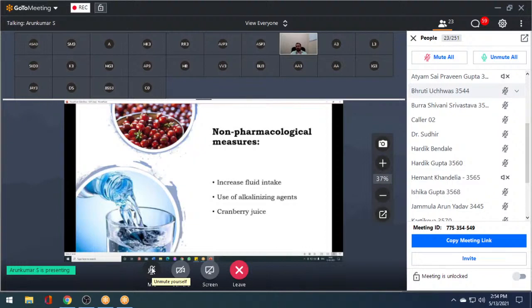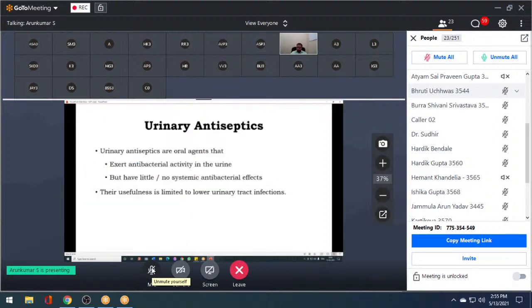Apart from the antibiotics, you will have to ensure that the fluid intake is increased. Alkalinizing agents are used, and some advocate the use of cranberry juice because it is going to alter the milieu and thereby reduce the risk of recurrent UTI. However, this has not been proven. Urinary antiseptics can be used, which has been dealt with in detail by Dr. Sudhir sir. However, it should be remembered that urinary antiseptics can be given only in lower UTI. For upper tract infections, that is pyelonephritis, antiseptics are not of any use.